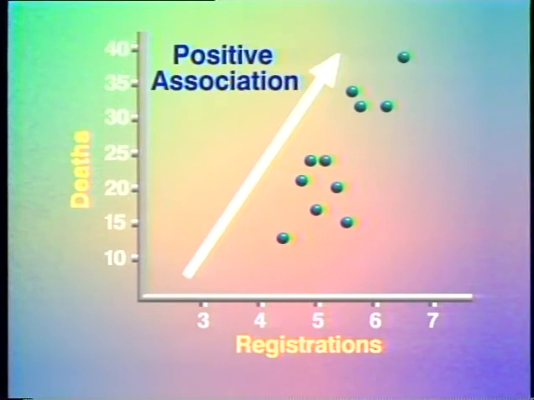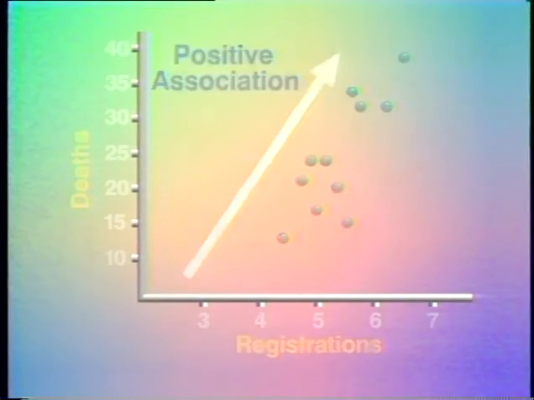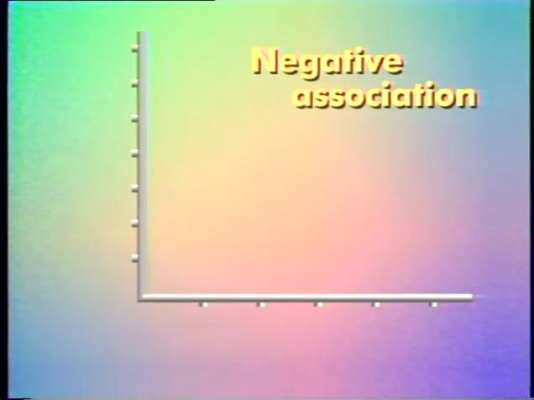As one variable increases, so does the other. Sometimes data exhibit a negative association. In this kind of relationship, as one variable increases, the other decreases. Learning is a classic example of a negative association.